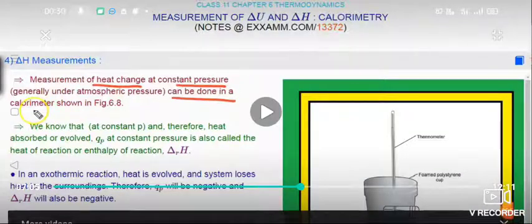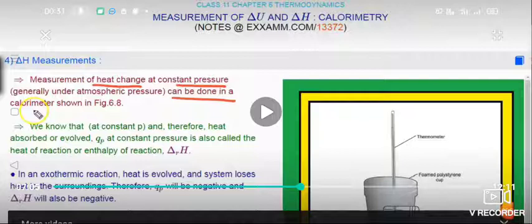You can measure the delta H. Delta H is enthalpy, change in enthalpy. Measurement of heat change at constant pressure under atmospheric pressure can be done in a calorimeter. We know that delta H is equal to QP at constant pressure, and therefore heat absorbed or evolved at constant pressure is called the heat of reaction or enthalpy of reaction. QP is known as heat of reaction or enthalpy of reaction. So delta rH is the enthalpy of reaction.